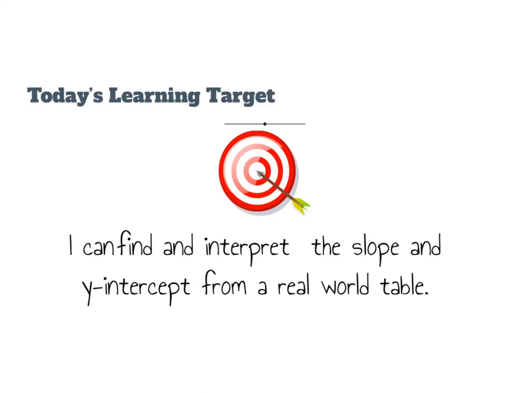Okay, so today's learning target is I can find and interpret the slope and y-intercept from a real-world table and graph. The difference is we spent time last week looking at how we find y-intercept and slope from a real-world table and graph. What we're going to look at today is, well, what does that mean? How do we interpret it? Because remember we talked about real-world situations having meaning in the slope and a meaning for the y-intercept. So let's take a look at some examples.